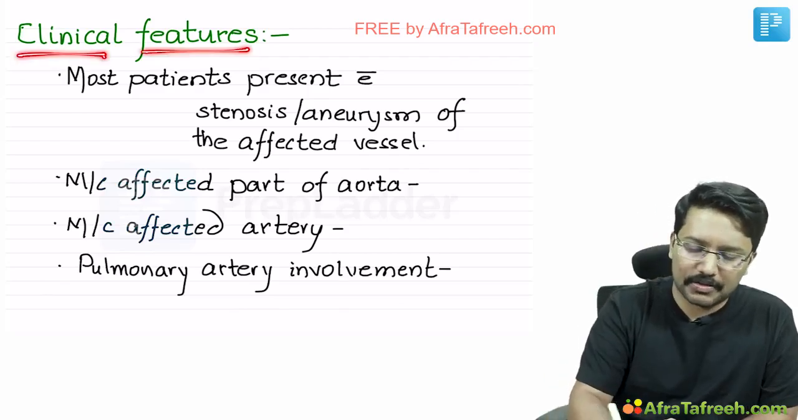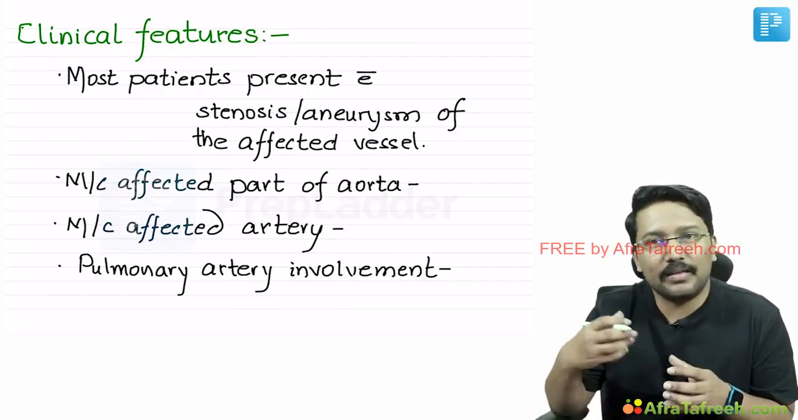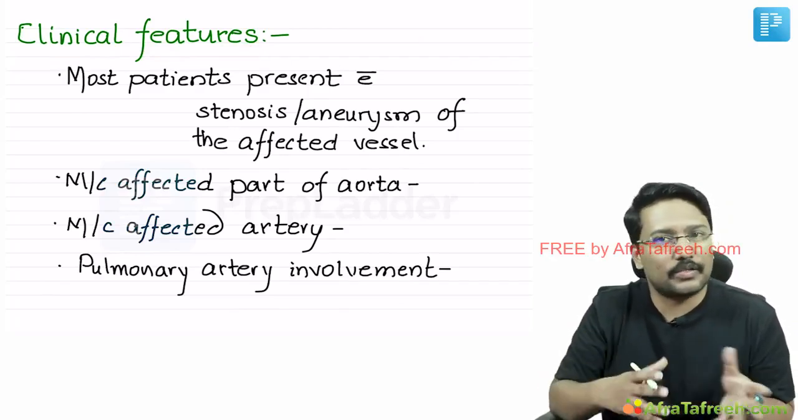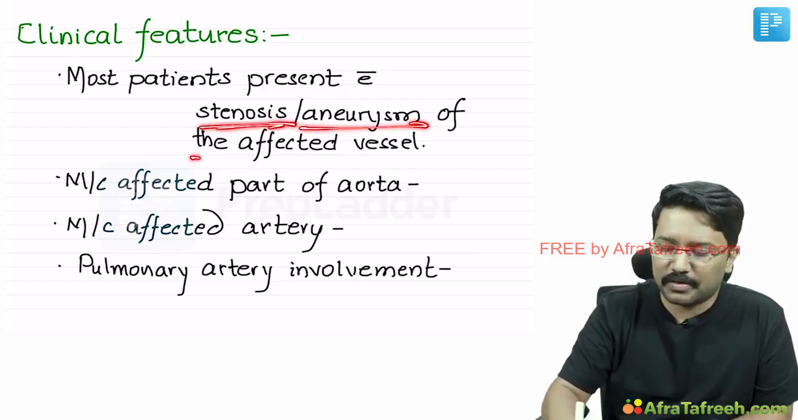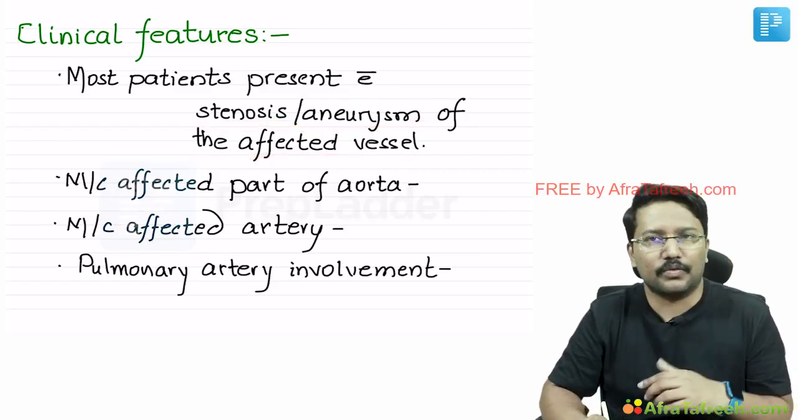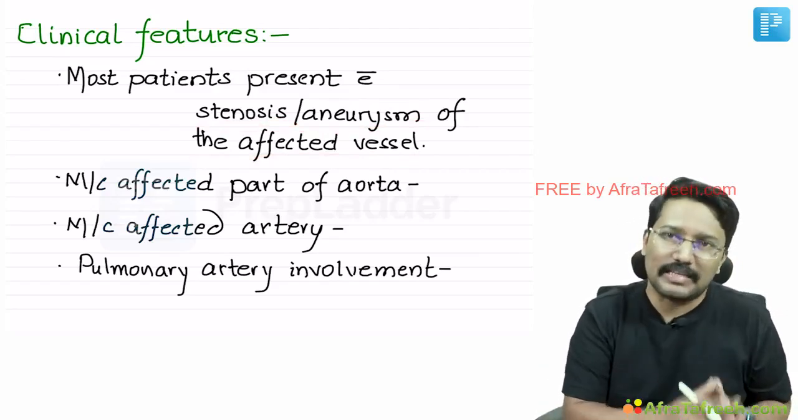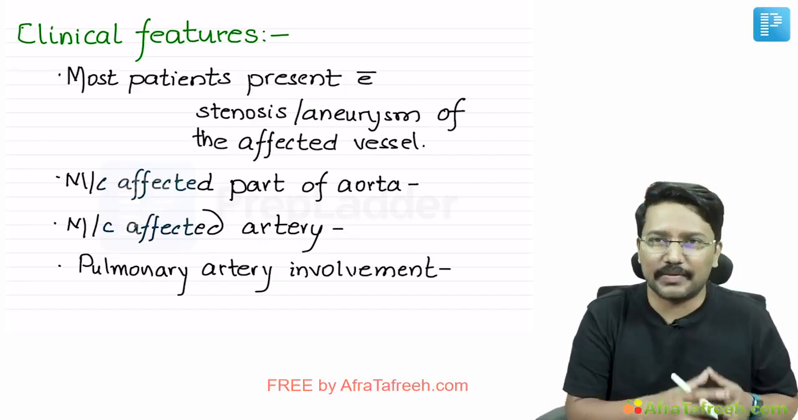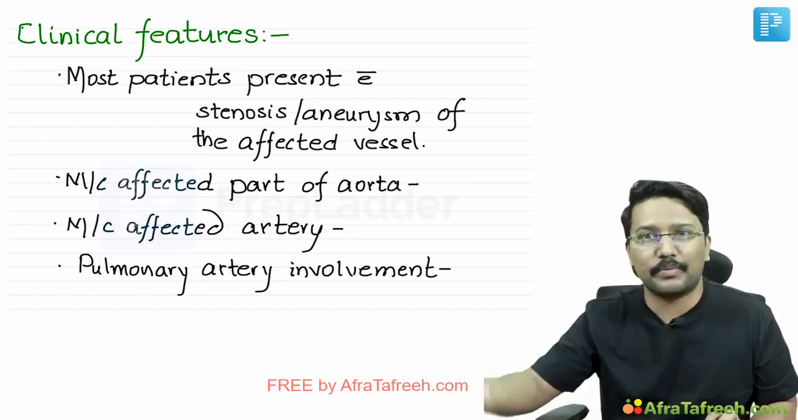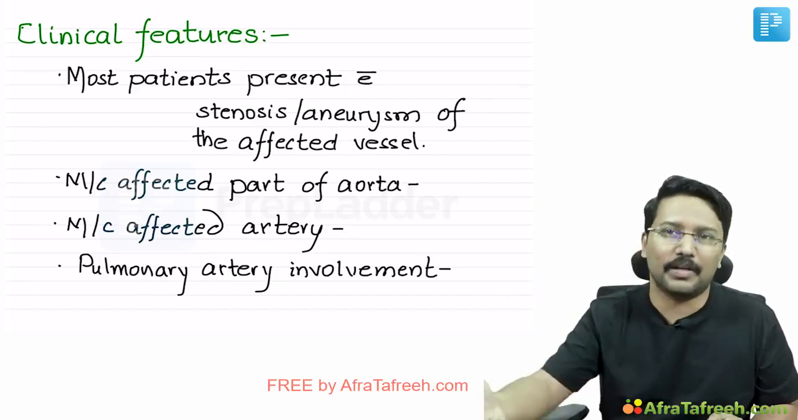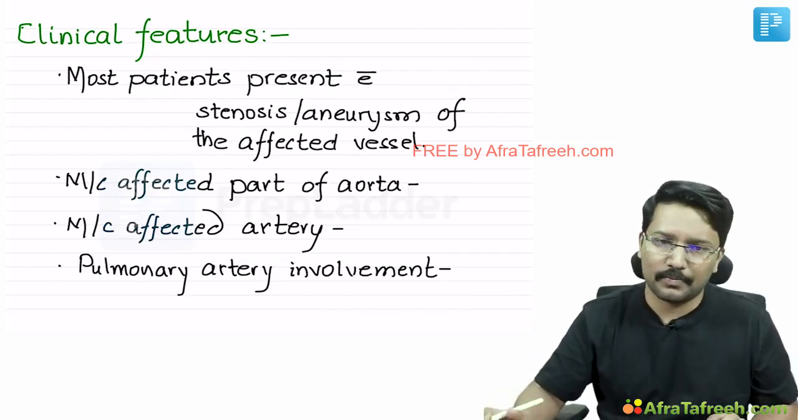Coming to the clinical features, right? Most patients don't usually present with an acute vasculitic condition. They mainly present with stenosis or aneurysm of the affected vessels. A very classical acute vasculitic presentation is rare. Rather, you would diagnose a patient as having Takayasu arteritis when they develop stenosis and present with the stenotic manifestations of the affected vessel, or they develop aneurysms and its consequences, right?